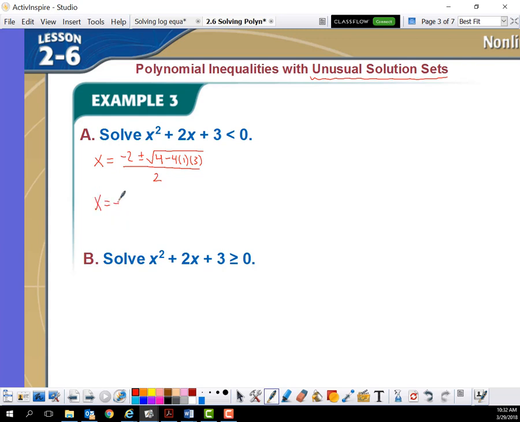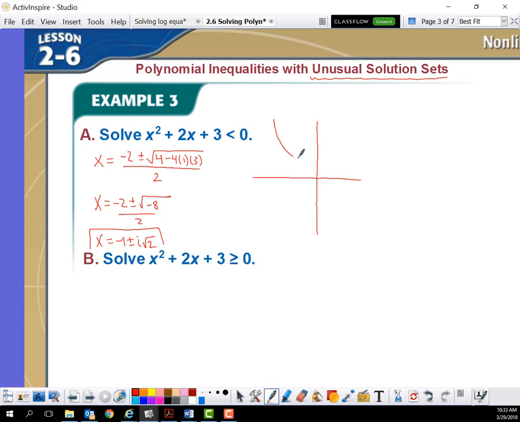So let's clean that up. We get -2 plus or minus the square root of 4 minus 12, that's -8 over 2, which if we clean that up, we'll end up getting -1 plus or minus i root 2. Not root 8, root 2. Again, if you're unsure how we simplified that, there's another video for you for that. But we should get to here. Okay, so we see imaginary x-intercepts. So I know that if I graph this parabola, it would not cross the x-axis.